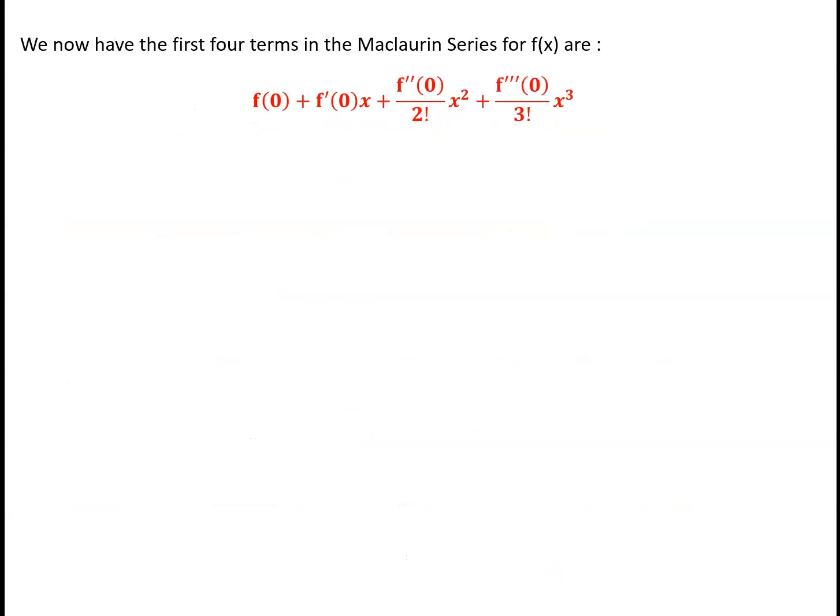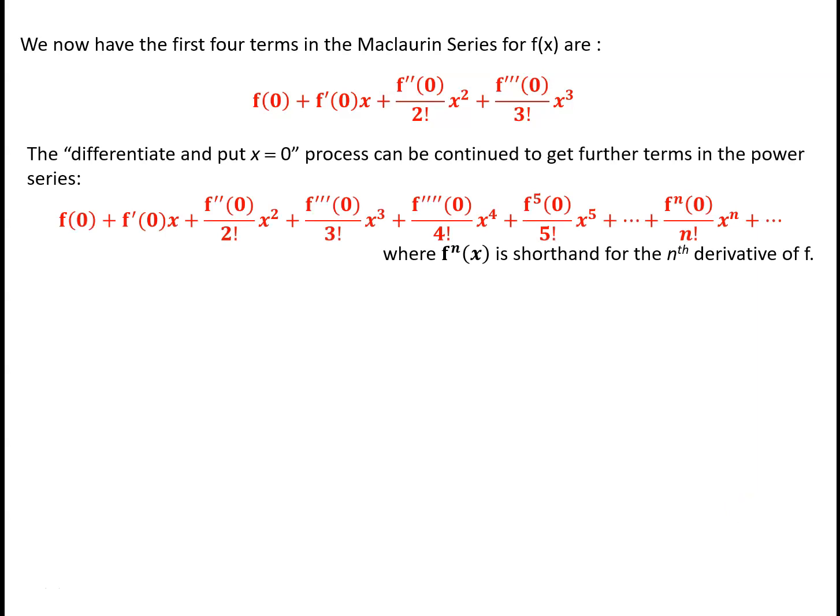So we've now got the first four terms in the Maclaurin series for f of x: f of 0 plus f dash 0 times x plus f double dash 0 divided by 2 factorial times x squared plus f triple dash 0 divided by 3 factorial times x cubed. Now we can obviously carry on the process of differentiating, and then putting x equals 0, differentiate and then put x equals 0 to get further terms in the power series.